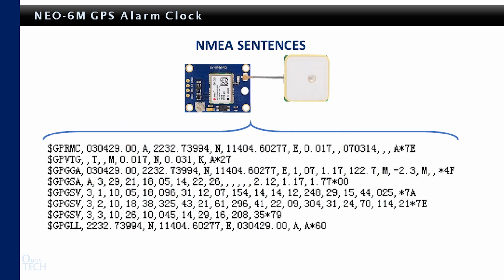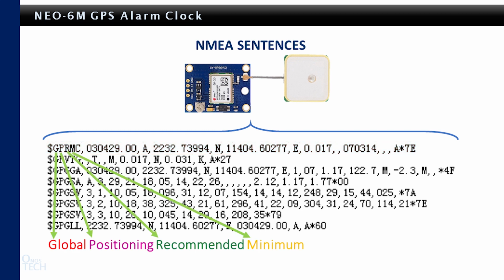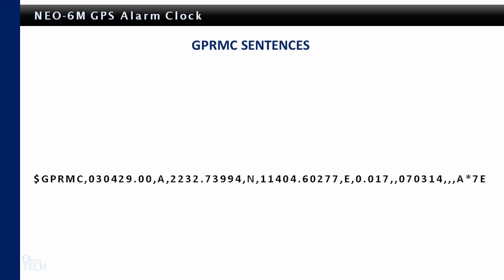The GPS module continuously spits out series of data every second. These data are called NMEA sentences of the National Marine Electronics Association. This tutorial is focused on the GPRMC sentence, which is Global Positioning Recommended Minimum Coordinates in full. The GPRMC sentence structure is as shown. It starts with the $ sign GPRMC as the header.